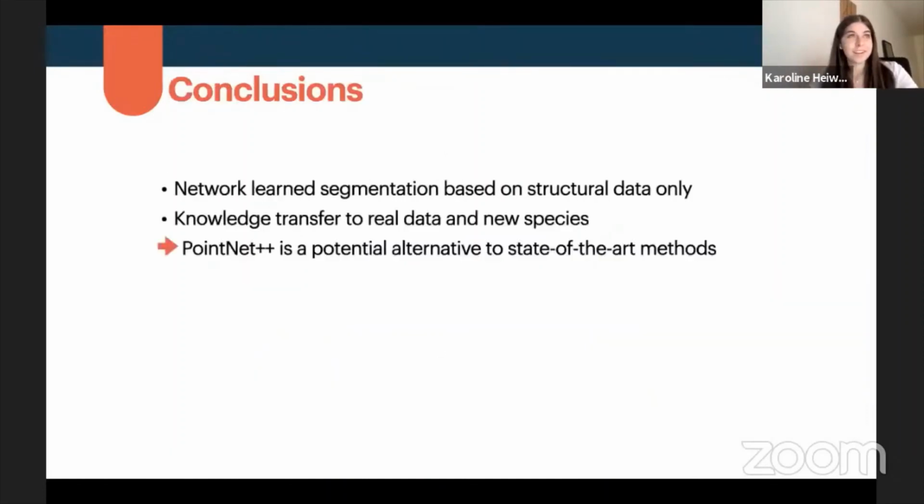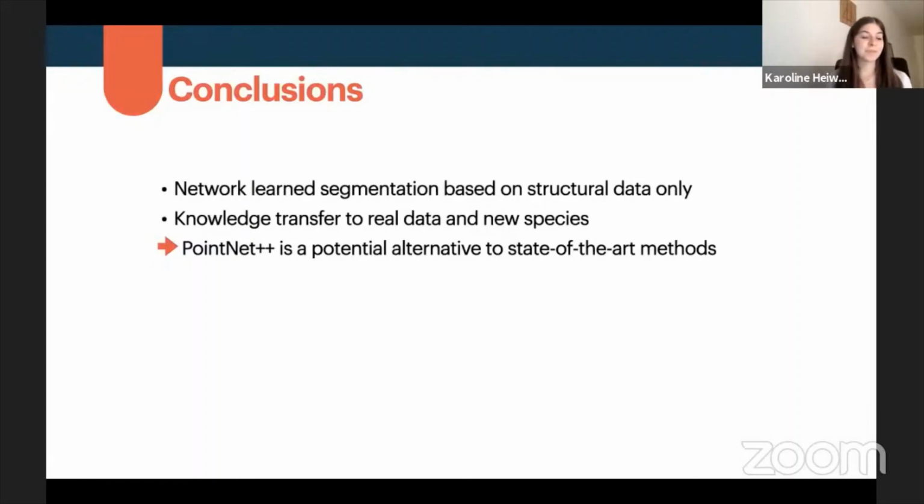So we acknowledge that there is definitely room for improvement, especially with the stem class, but in general, the network did learn to produce sensible annotations. And we believe that the network learned to segment leaf, soil, and even the stems based on structural data only. We also clearly observed some knowledge transfer when presented with some new scene configurations and even with the new real-world data and the new species.